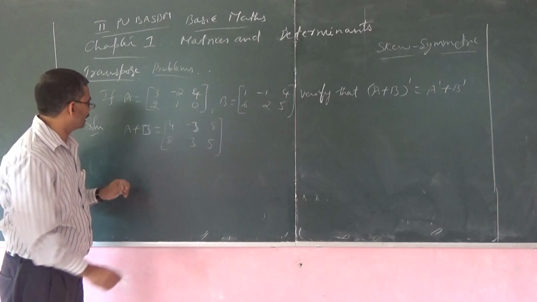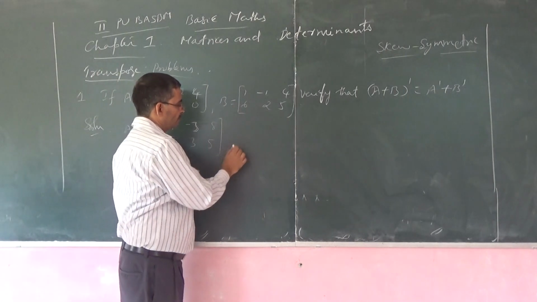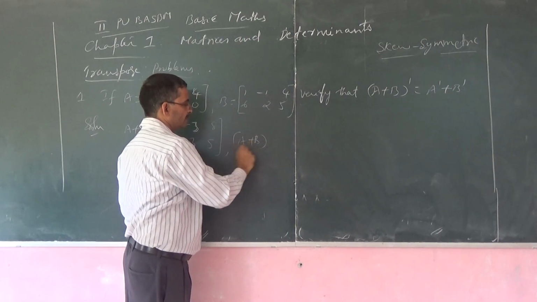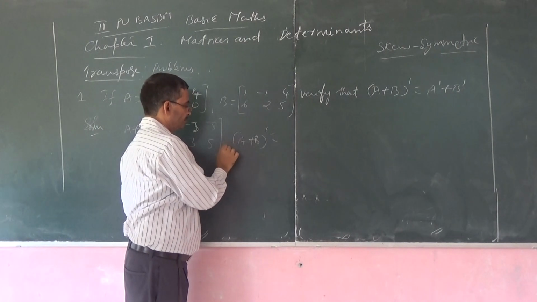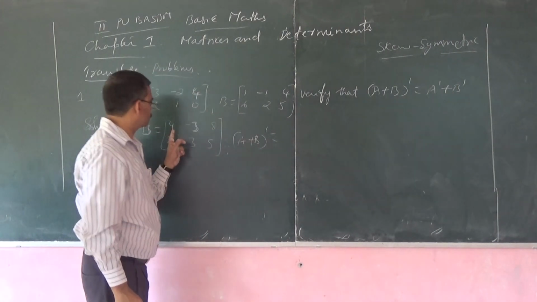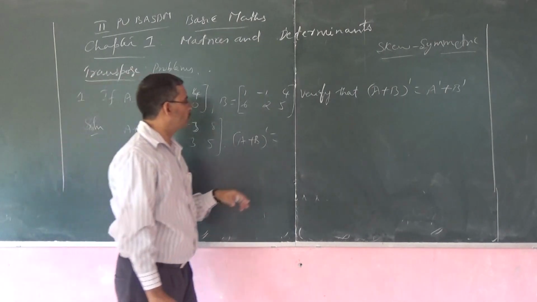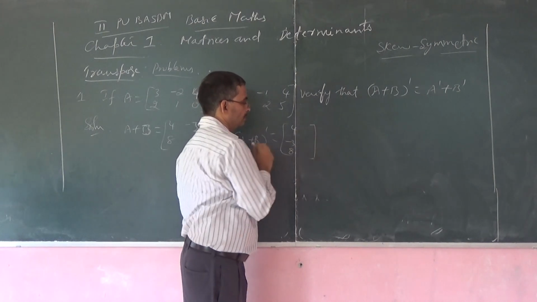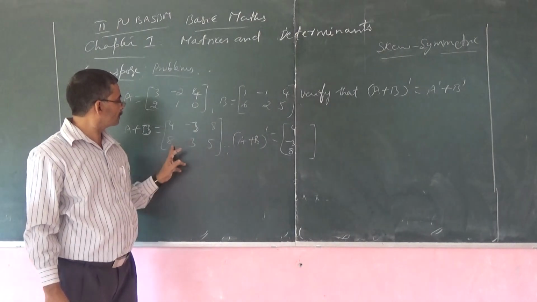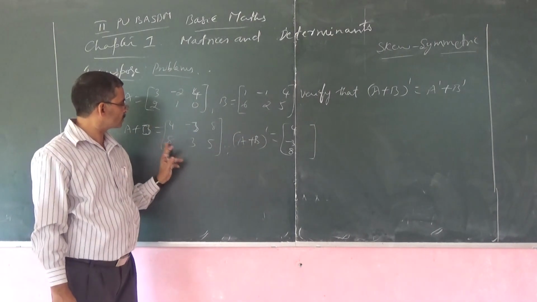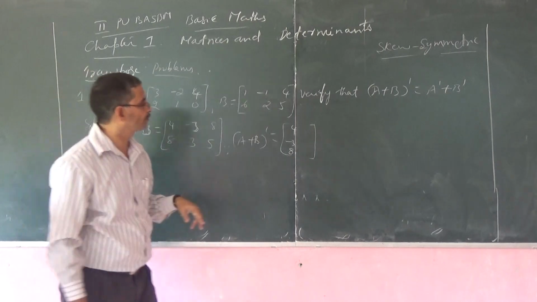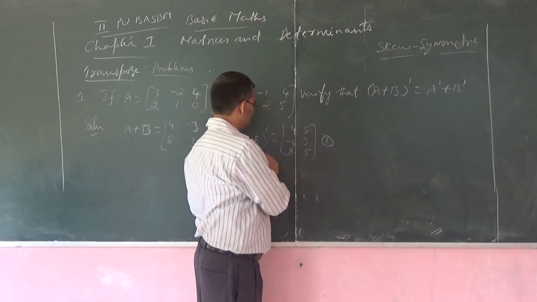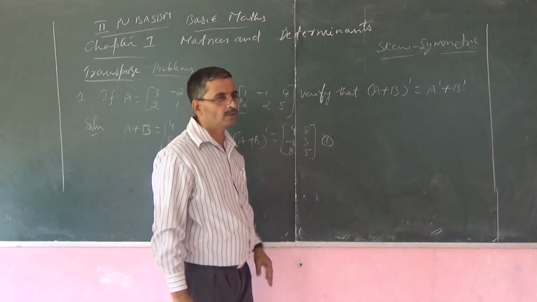So what is (A plus B) dash? Transposing means the first row will become the first column: 4 minus 3 8. The second row will become the second column: 8 3 5. This I will call 1. So (A plus B) dash is this. Now you have to compare it with the right hand side.